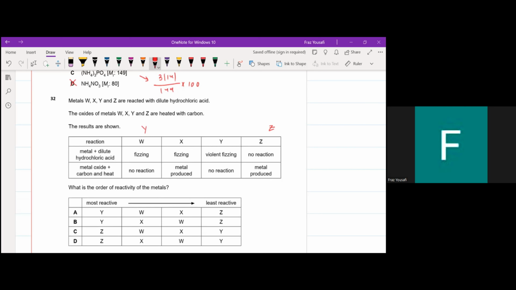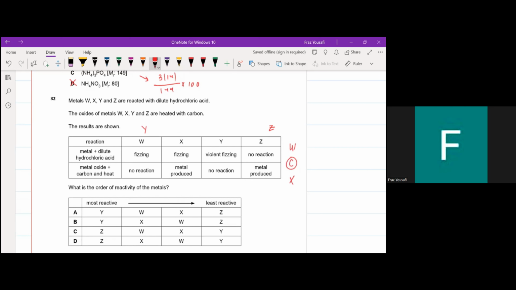Now, we don't really have enough information to place W and X. Then it says that if you place a metal oxide of any of these metals and heat with carbon, which ones can be produced, meaning which ones can be reduced by the carbon. It says that W cannot be reduced, but X can. Now, what does that mean? That means if we put carbon here, and W can't be reduced by carbon, that's because it's up here. And if X's metal can be produced by being heated with carbon in the presence of its oxide, that means X would be here in relation to carbon.